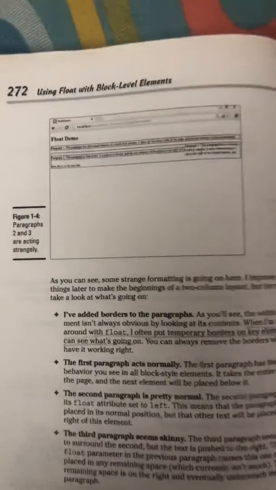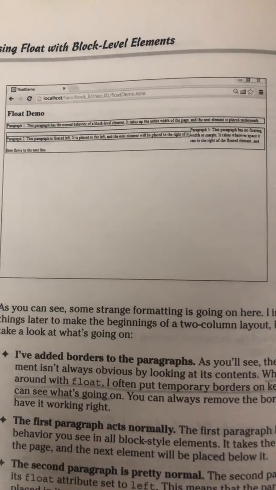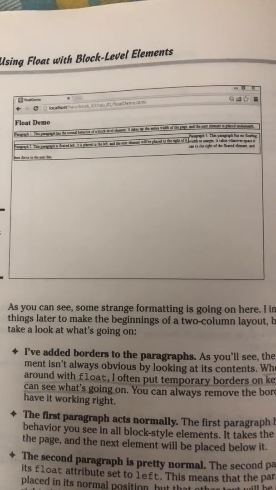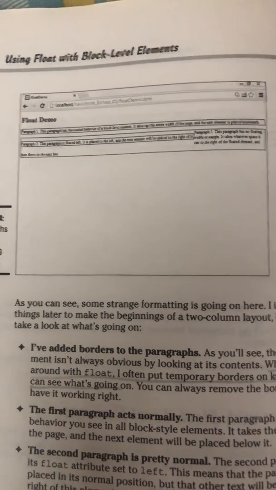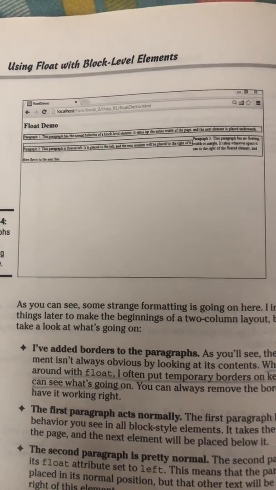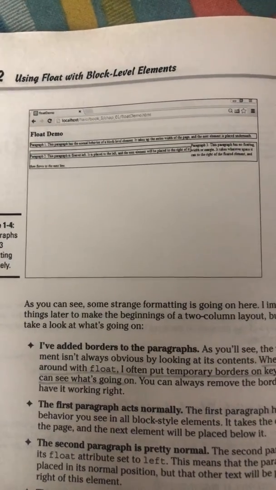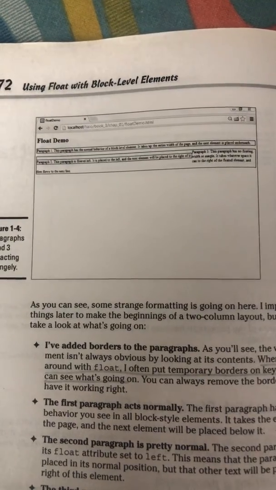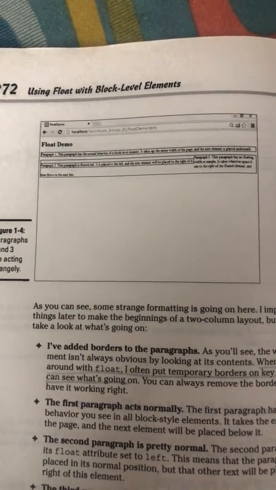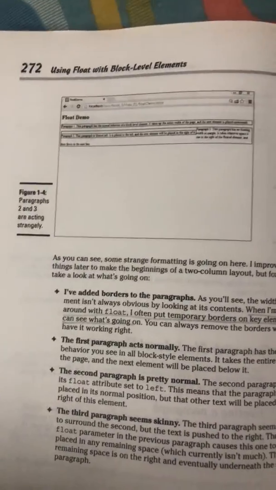Now let us take a simple example wherein I have 3 paragraphs: paragraph 1, paragraph 2, and paragraph 3. Paragraph 1 is as it is. The only thing is I have added borders to each of the paragraphs. In this float demo, I'm simply creating the first paragraph to be just like a normal paragraph. The second paragraph is floated to the left, and paragraph 3 is also specified just like a normal paragraph. So paragraph 2 should be on the left, and anything following it should be towards the right of it.